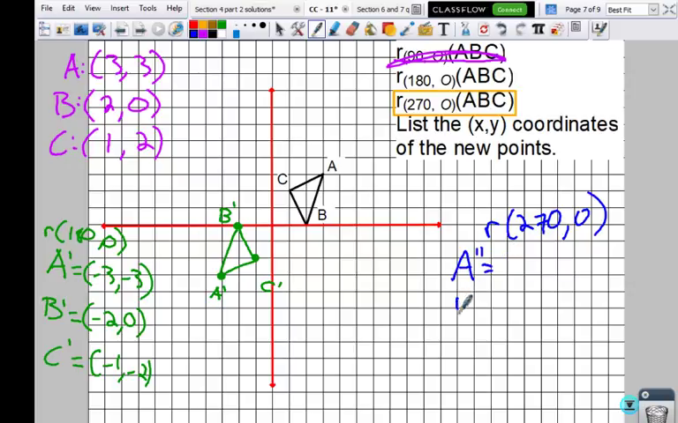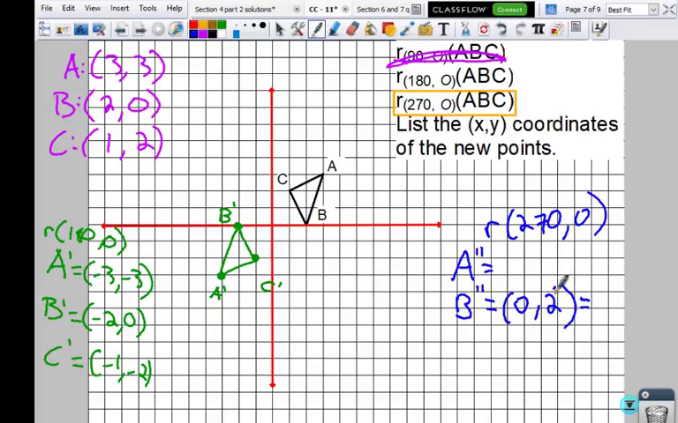Let's do B. B, that'll be like B double prime. We'll do B, 0, -2, double prime, because that'll be a little easier. All right. So for 270, the first thing is to flip x and y. So I'm going to flip x and y around and get 0, -2. The second step is multiply y by -1.